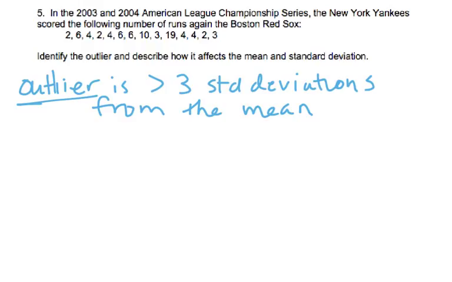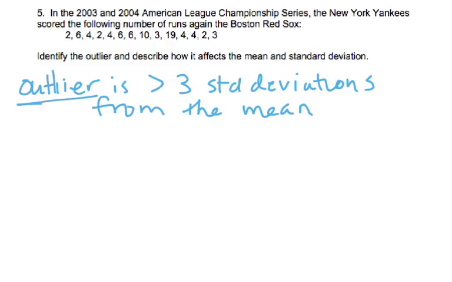So now we're going to use the standard deviations to look at a data set and see if there are any outliers. In 2003 and 2004, in the American League Championship Series, the New York Yankees scored the following number of runs against the Boston Red Sox. There are a lot of sports statistics out there. Identify the outlier and describe how it affects the mean and standard deviation. So let's do this problem. I'm going to run through it rather quickly so I don't rack up the time.